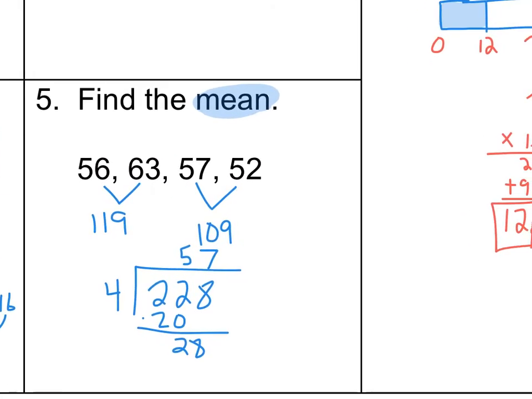For mean, which is average, we add up all of our numbers, and then we divide by how many there are. So remember, that's the plus, then divide. So we added these up. I did a little caret method, and I ended up with 228 as my total. Then I divided it by 4 because there's 1, 2, 3, 4 numbers, and I get 57. So my final answer as my mean is 57.